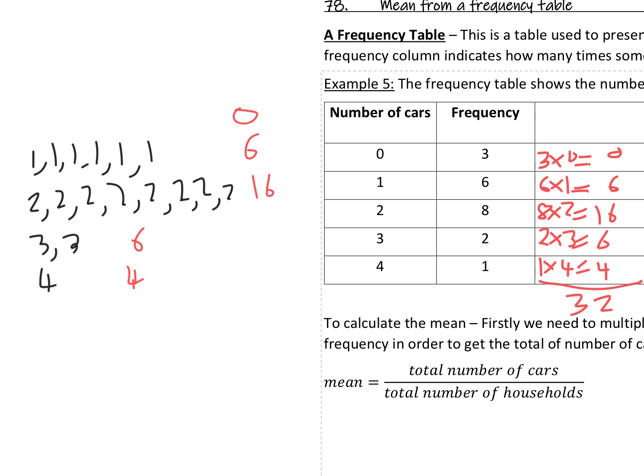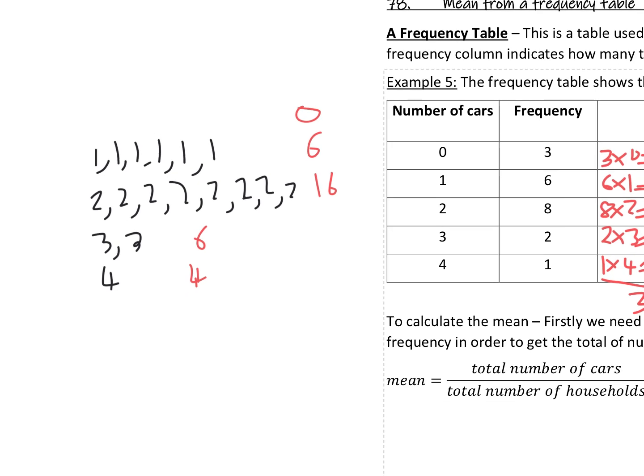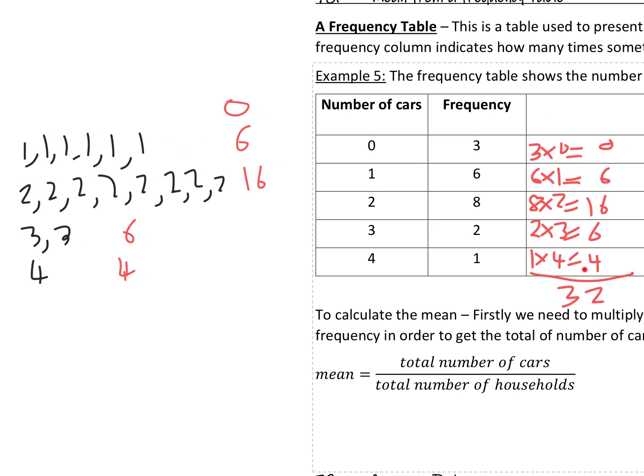If you're adding up all the cars, I suppose the longest way to do it would be to write out how many cars there are individually, and then add up all those numbers. But the quickest way to add up all those numbers would just be to say, that's 6 1s, that's 8 2s, that's 2 3s, that's 1 4, and then add up those numbers. So in other words, the quickest way to do it is just to multiply the frequency by the number of cars, and then add up those totals.